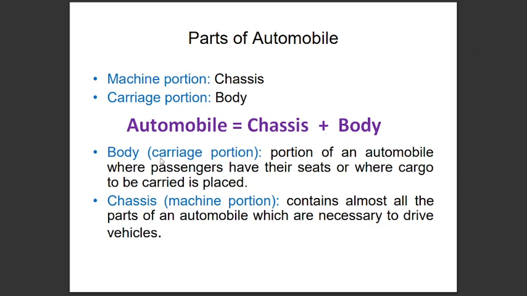First, body or carriage portion. What is the definition of body or carriage portion? The portion of an automobile where passengers have their seats or where cargo to be carried is placed is called body. Next, chassis or machine portion. It contains almost all the parts of the automobile which are necessary to drive the vehicle.